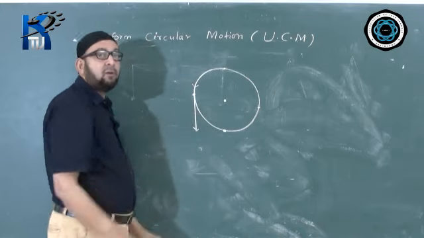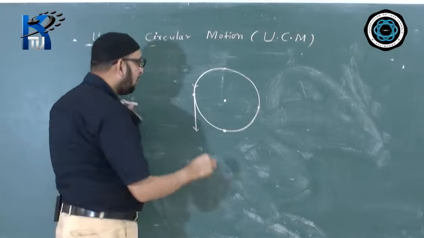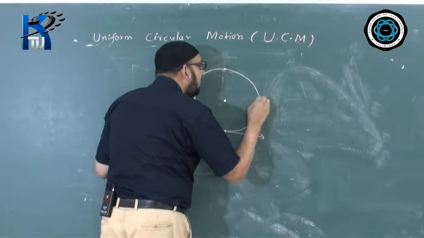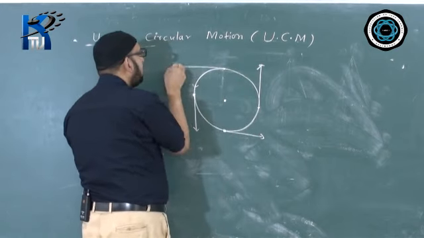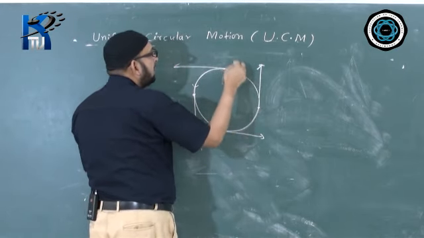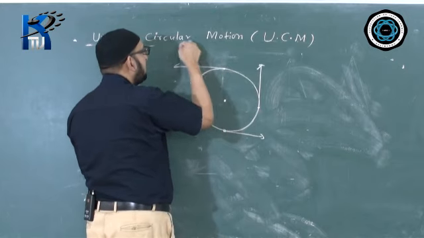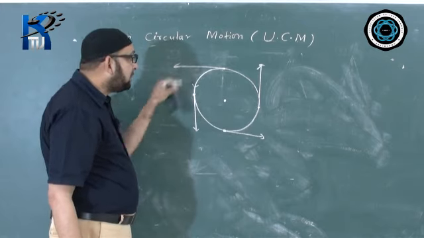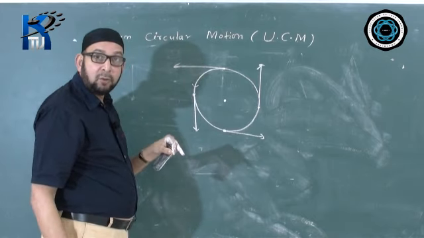Tangent is drawn in the direction of the motion. Here, what direction will the tangent come? Tangent will come like this. Here, the direction of tangent will come like this. Here also, like this. That means here the direction of motion will be like this, here like this, and here like this. You have to draw the tangent at that particular point. And that will keep changing because the direction is not the same throughout.